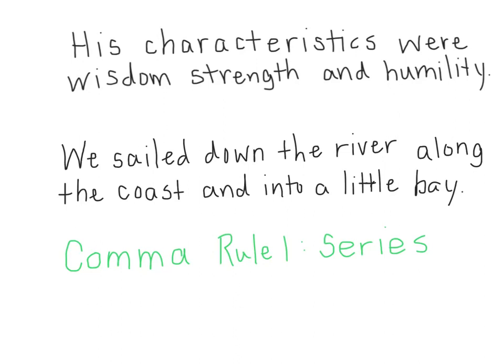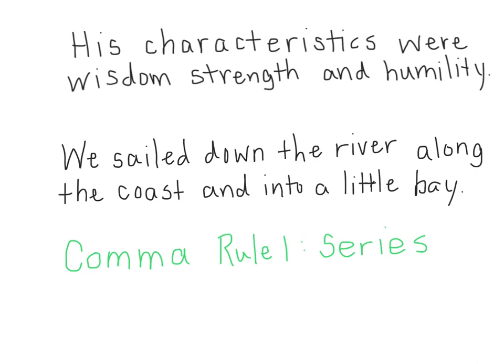Here you see examples for comma rule 1, items in a series. We're going to use commas to separate 3 or more items written in a series. Now, if there are exactly 3, we separate with commas. If there are less than 3, that'd be 2, we're just going to use the word and between them. So I've given 2 examples for different types of series.